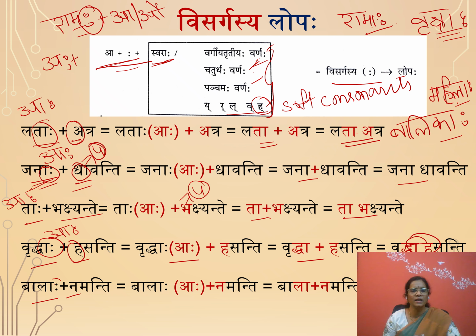Okay. Next, Balaha Namanti. Here Balaha, the first word's last letter, Aha, and the second word's first letter, Na. This is Tavarga's fifth letter. In soft consonants, Varga's fifth letter is also considered. So we have to drop the Visarga. Then Bala Namanti. By adding Balaha plus Namanti, we get Bala Namanti. Simply we are dropping the Visarga. Understood? Thank you.